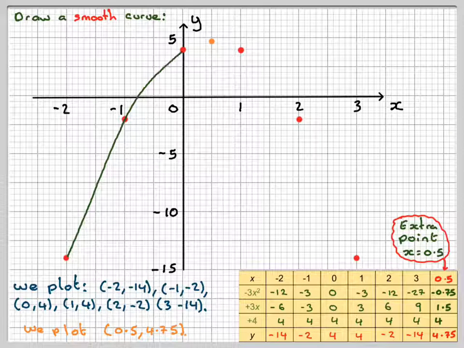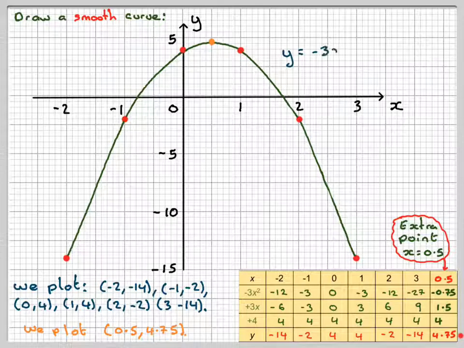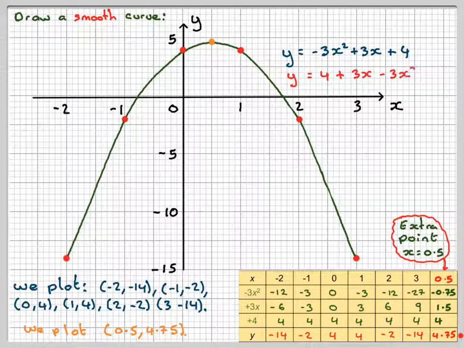So we need to draw a smooth curve for all the points. This must be done with a pencil, and making sure that we label it y is equal to minus 3x squared plus 3x plus 4. And we should also note that this could also have been written as y is equal to 4 plus 3x minus 3x squared as well, though sometimes it's more useful at this stage to write it like this. Notice that the curve is symmetrical about this particular point here, and all quadratics are symmetrical.